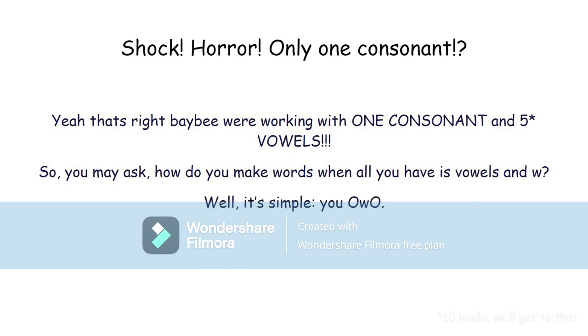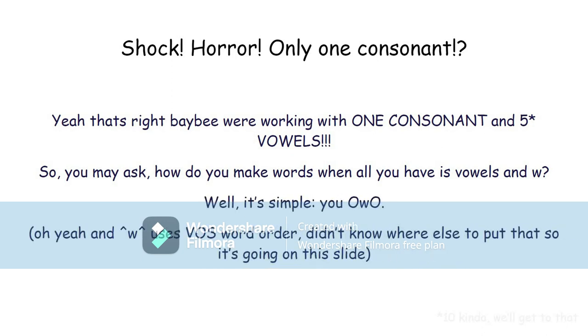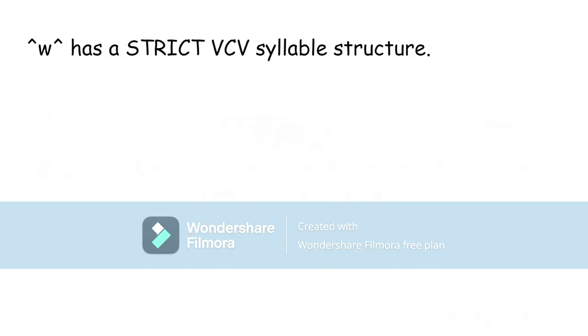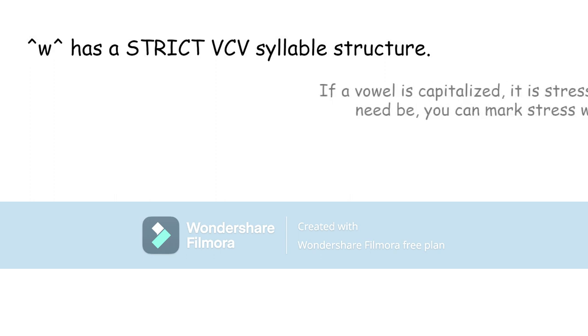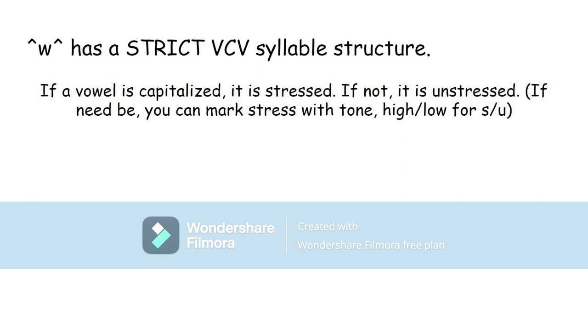Well, it's simple. UwO. And, oh yeah, it also uses verb, object, subject, word order. I did not know where else to put that, so it's going on this slide. Anyways, it has a strict vowel, consonant, vowel, syllable structure. If a vowel is capitalized, it is stressed.